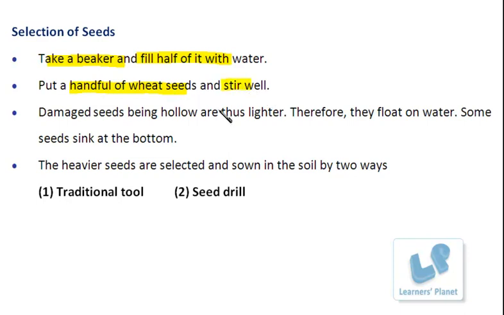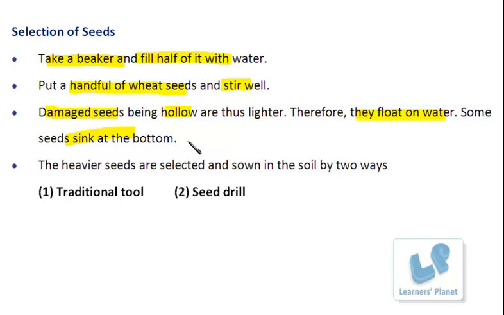Now, after a while, you will observe that the damaged seeds are basically hollow, right? So they are light in weight, and they will start floating on the water. Whereas the ones in good condition, which are not damaged and are solid inside, tend to sink to the bottom. So the ones present at the surface are not of good quality. They should not be sown in the soil. You should select the sunken seeds for the purpose of sowing.